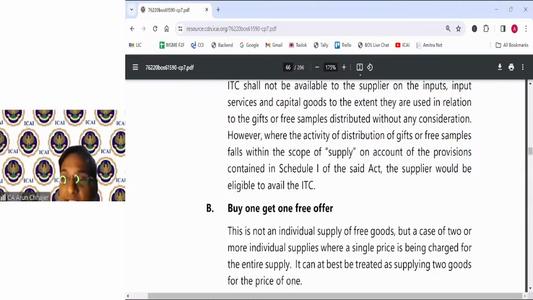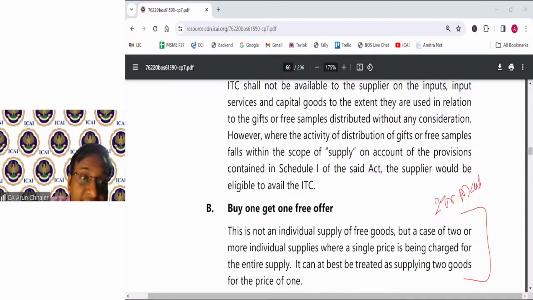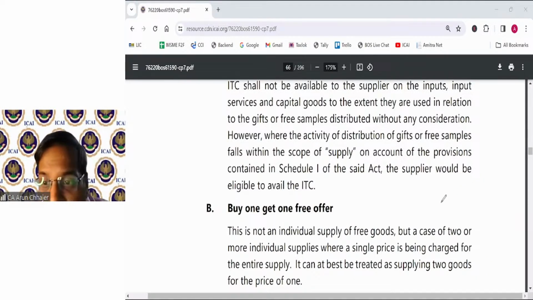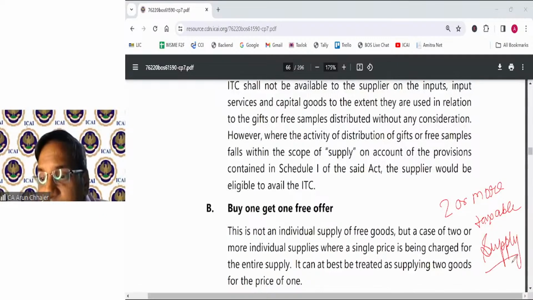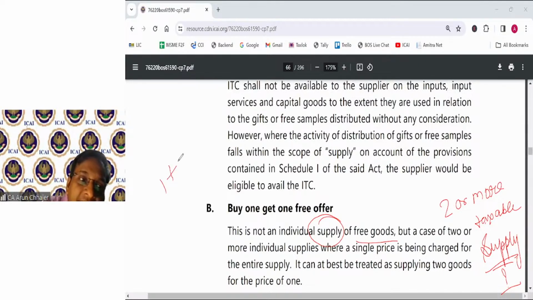We have discussed one concept: two or more taxable supplies which are supplied in conjunction with each other. You remember that we have discussed the concept of two or more taxable supplies which are supplied in a bundle. What is that? This circular says it is not an individual supply of free goods. Then what? It says that you are basically supplying two items for one price.